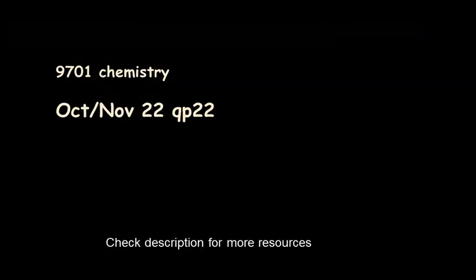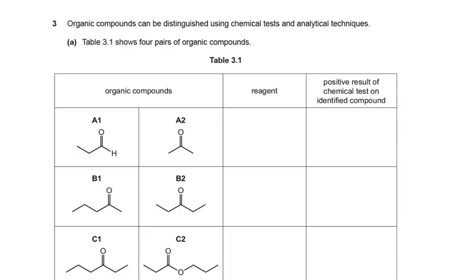In this video, we'll be solving the remaining questions of question paper 2-2 of 9701 Chemistry, Examination Series October-November 2022. As we have already solved question 1 and 2 in our earlier video, let's continue with the next questions. So starting with question 3: organic compounds can be distinguished using chemical tests and analytical techniques.